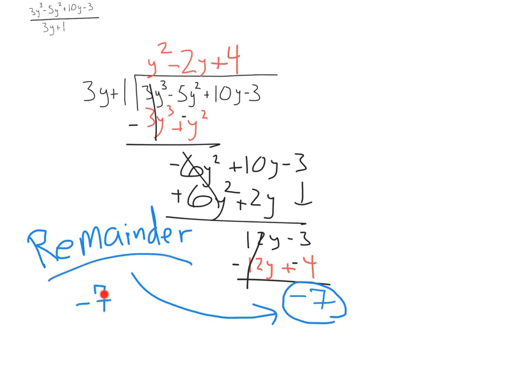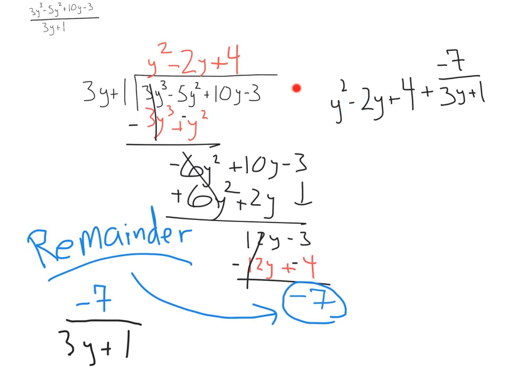And what we do with our remainder is we take it and we set it as a fraction over, divided by what our initial divisor was. In this case, 3y plus 1. Doesn't matter what your remainder is, if there's a variable in it or not, whenever you have a remainder, always put it over, like a fraction, your initial divisor. And for your final answer, you take both of these and smash them together. In this case, we'll get y squared minus 2y plus 4 coming from here, plus our remainder, whatever's left, what we couldn't divide into, negative 7 over 3y plus 1.